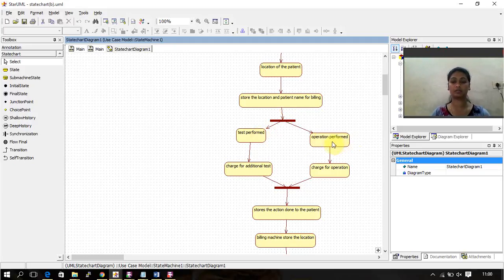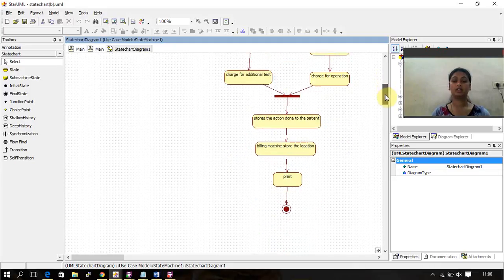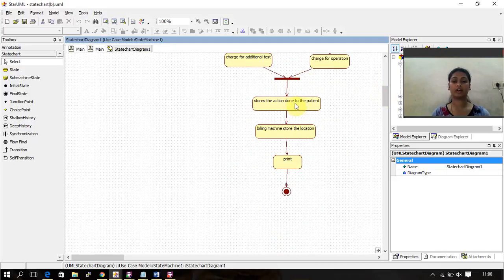Synchronization is done here for test performed or operation performed. If a test is performed, charges for the additional test are required, or if an operation is performed, charges for the operation are required. Synchronization is done with the store of action done to the patient, and the billing machine stores all those details given, and it prints the detail in the printing machine in this format and goes to the final state.